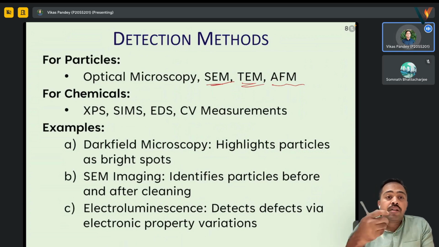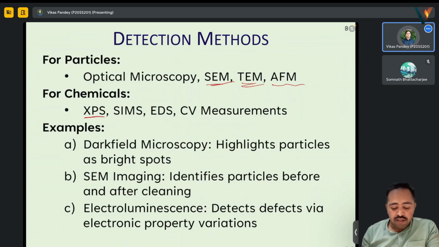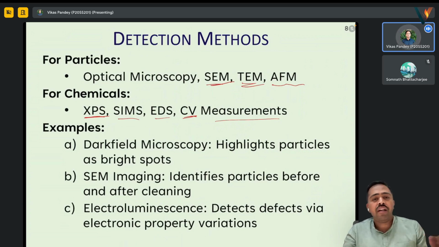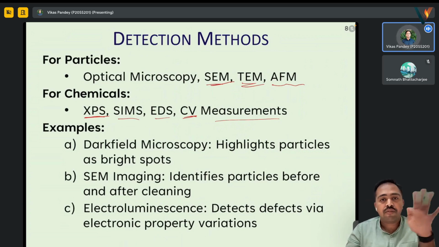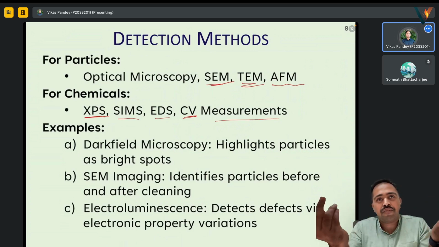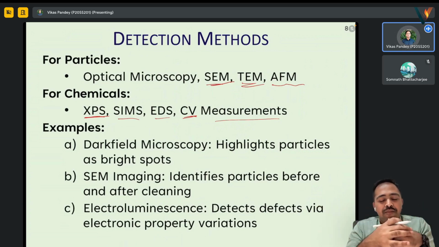For chemical analysis, things like XPS, SIMS, EDX, CV measurements are used. These are methods used to determine what chemical composition is present on the top. So ideally, if you are taking a silicon wafer, nothing else except silicon should be there. And even if it is there, it should be in a very minute scale, like it should not have any traces visible. Okay.